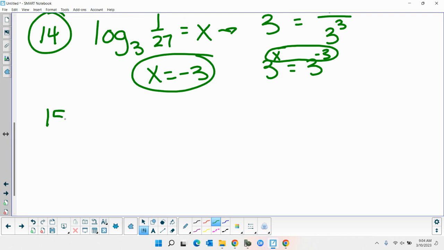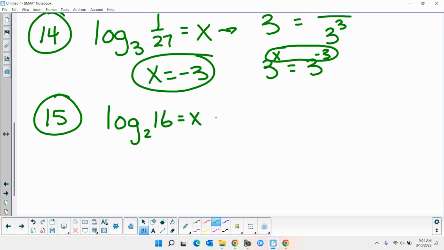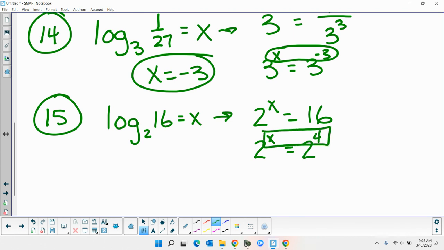Number 15. We got log base 2 of 16. Remember, write equals x. And then write it as 2 to the x equals 16. 2 times 2 is 4, times 2 is 8, times 2 is 16. So that's 2 to the 4th. I got the same base, so my answer is x equals 4.